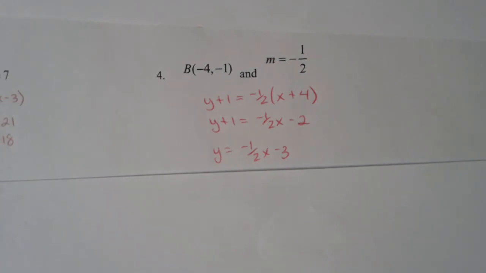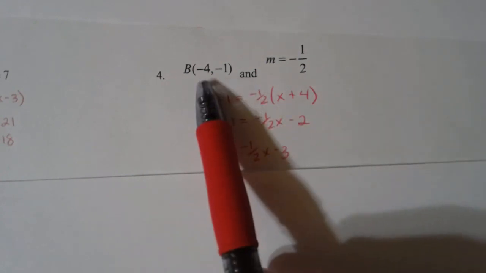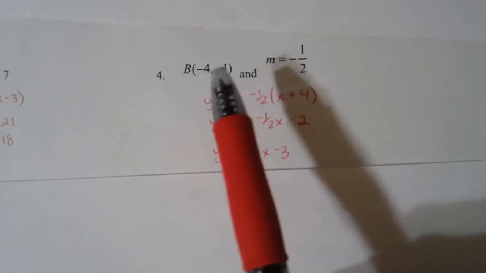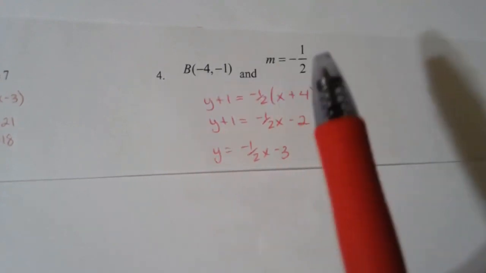All right, so section 4.4 is all about writing equations of lines given certain features. Okay, so for number 4 here, we are given that for this line, point B at -4, -1 is on this line that we're going to determine the equation for, and the slope of this line is -1/2.